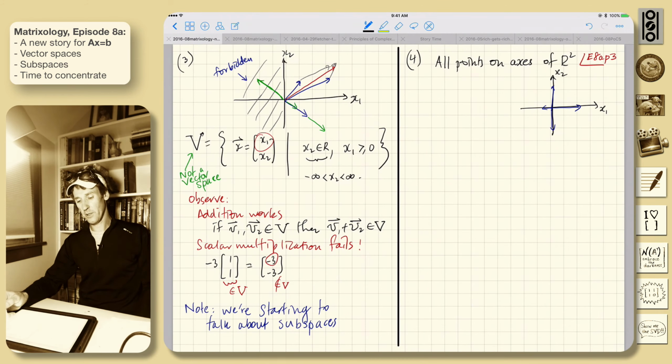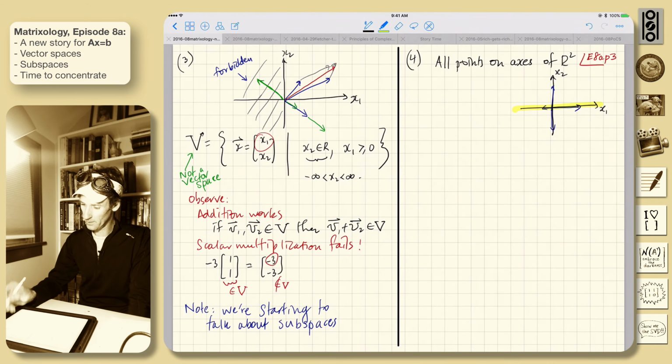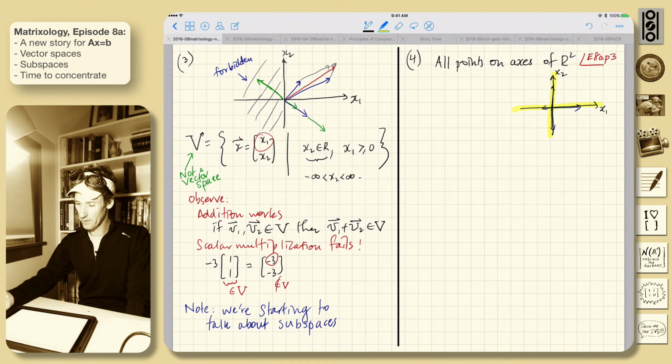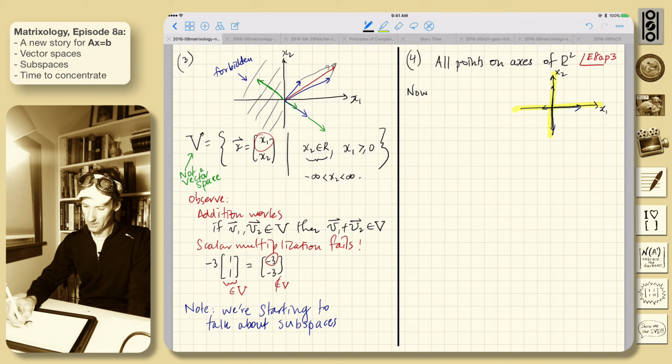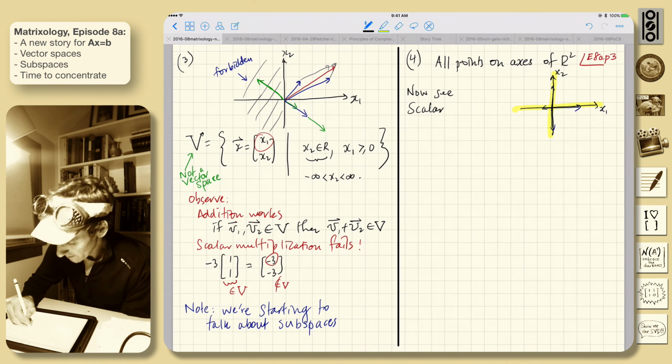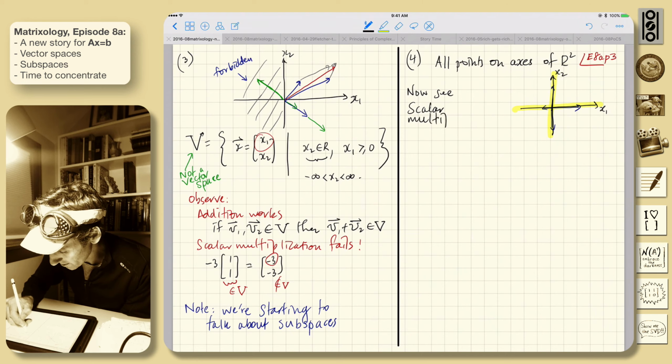So we can see that scalar multiplication works, right? If you multiply any vector along the x1 axis, it will stay there. If you multiply anything on the x2 axis, it will remain there. So we now see scalar multiplication works.